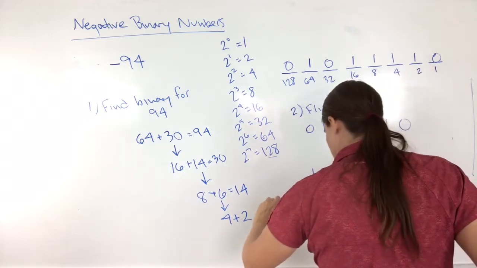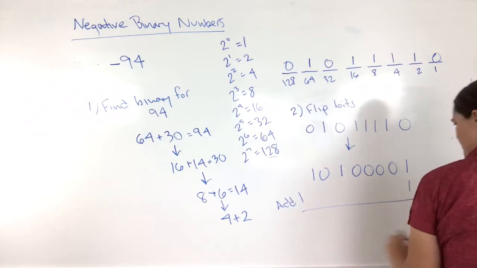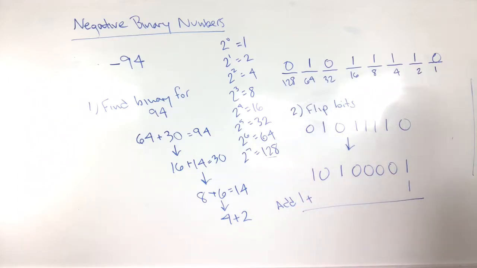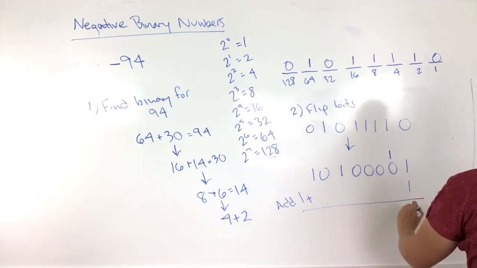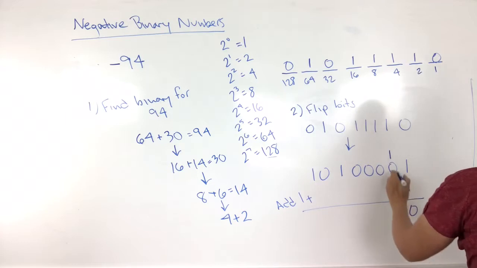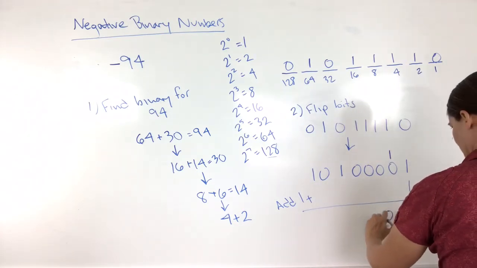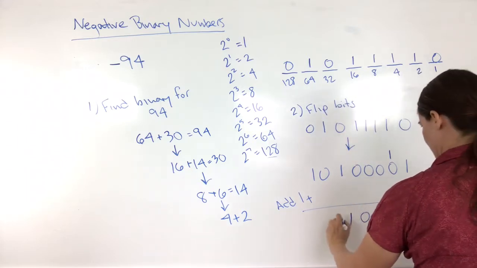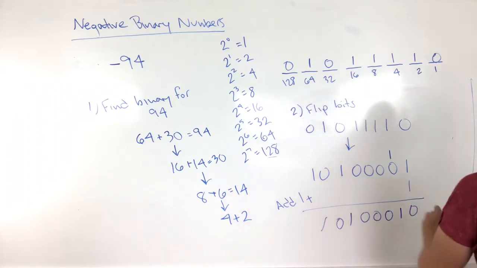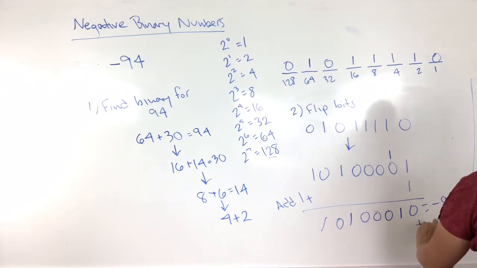And then to get the 2's complement, we want to add 1 to this. So add 1. And then we just do the regular addition rules. So we have a 1 and a 1, so we carry a 1, drop down a 0. We have a 1 here, so we drop down a 1. And then we have some zeros. 1, 0, 1. So this is equal to negative 94 using 2's complement.